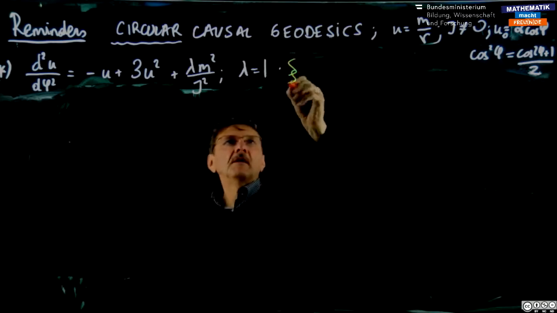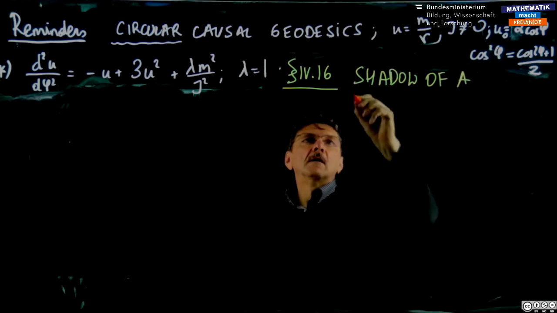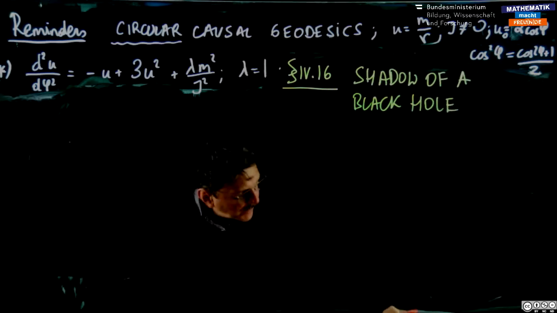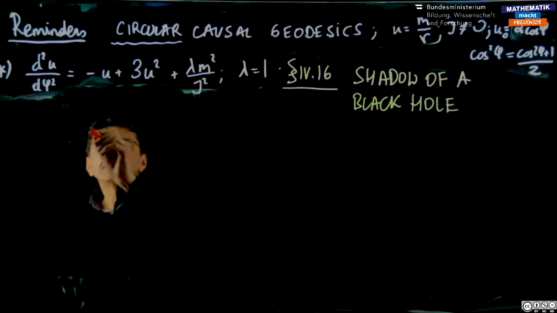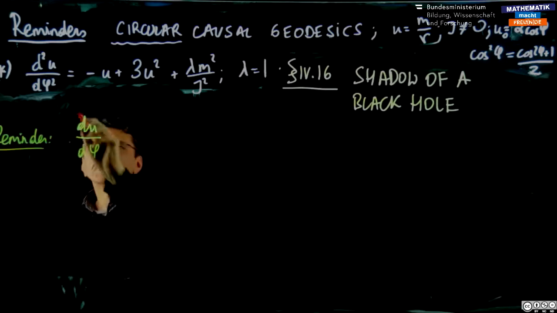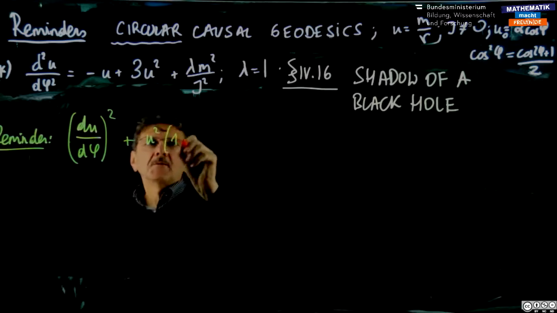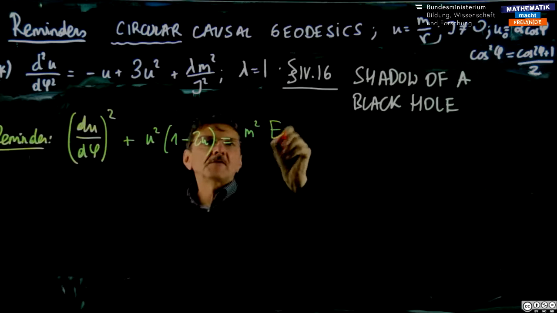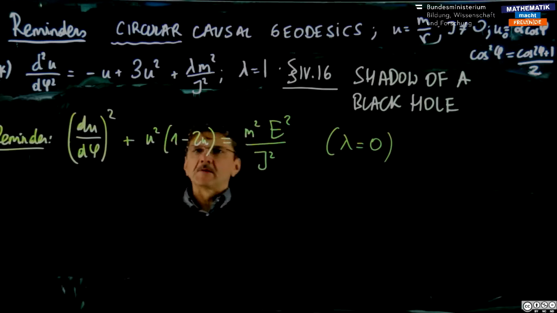So 4.16, shadow of the black hole. For this, we need a formula which we had before. This is a reminder, a formula that we derived a while back: v prime squared plus u squared times 1 minus 2u is equal to m squared E squared over L squared. This is for null geodesics. You take one of our formulae from the beginning and you get this.